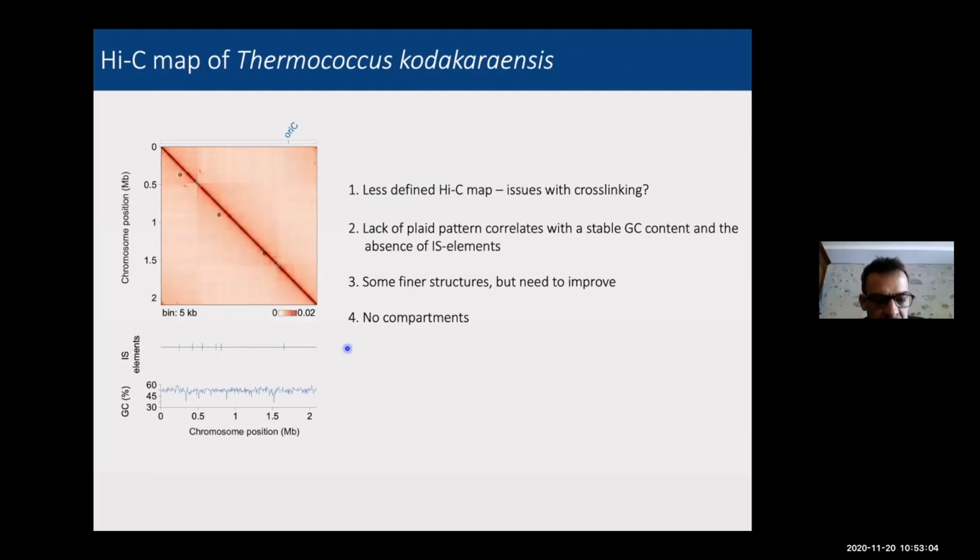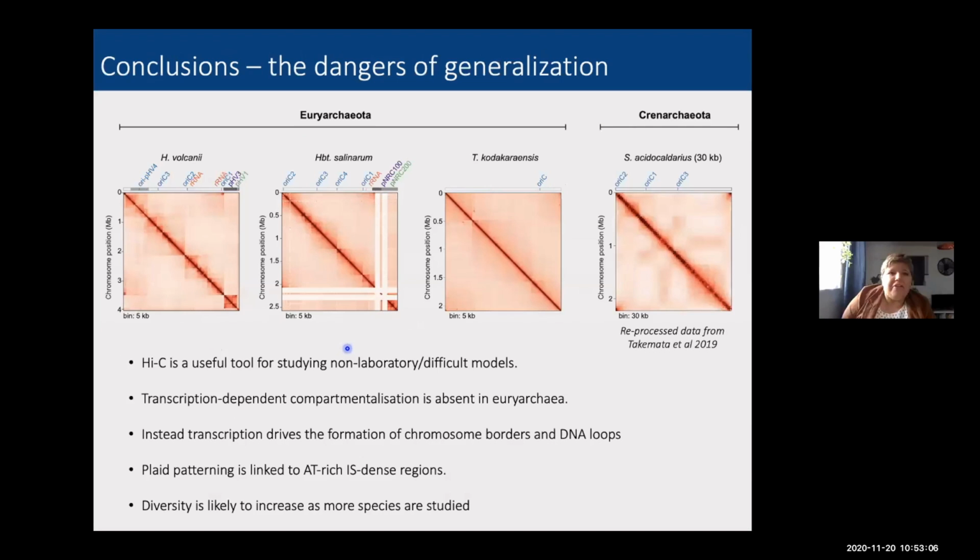And so just to conclude on this, we have this super cool Hi-C technique now that works in both bacteria and eukaryotes. And because it's Hi-C and because you just need to cross-link your cells, it would be very useful for studying non-lab models and quite difficult models, and also precious samples, because we can now use a tenth of the material that previous Hi-C methods have used.